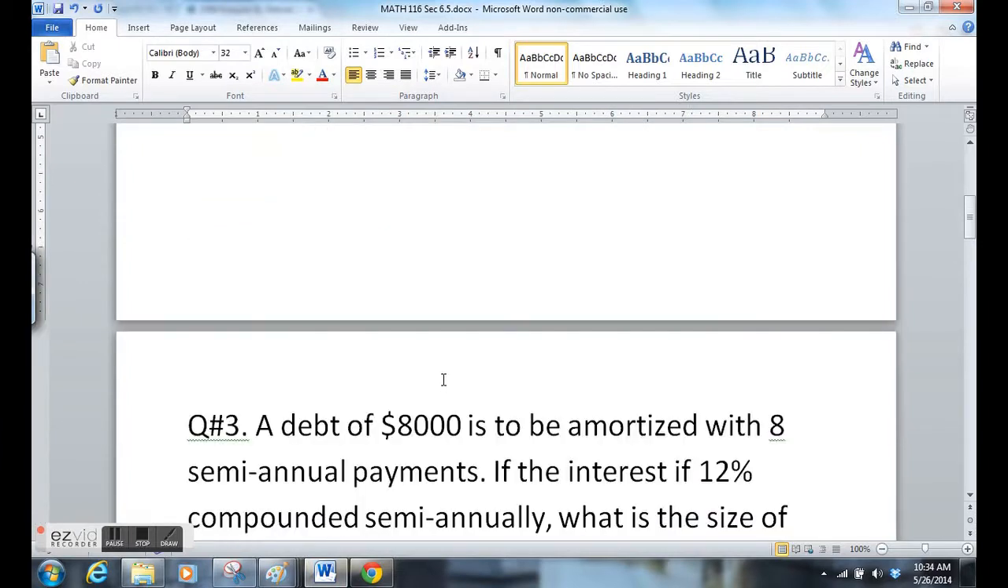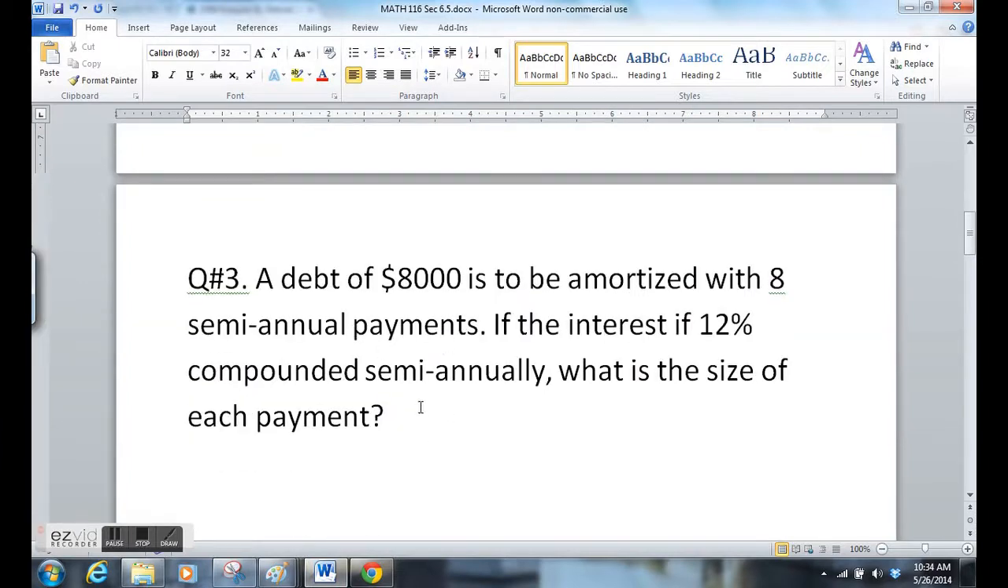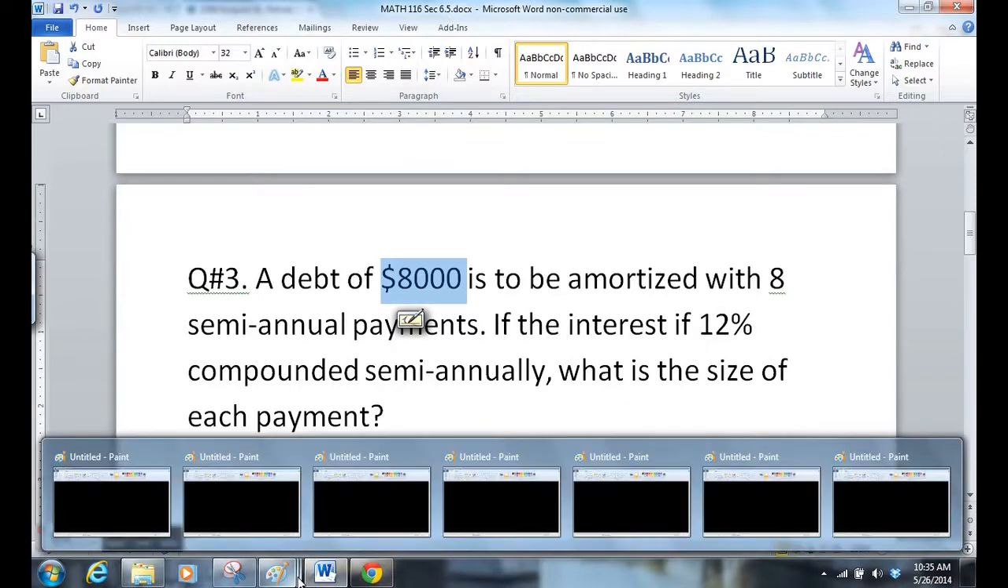So here's an example question. Question number 3. A debt of $8,000 is to be amortized with 8 semi-annual payments if the interest is 12% compounded semi-annually. What is the size of each payment? So imagine you're borrowing $8,000. What are you going to buy with $8,000? A used motorcycle. That's fun. I like to buy toys with my debt in my fictional problems because it's more interesting. So suppose we're spending $8,000 and we're going to do 8 semi-annual payments.